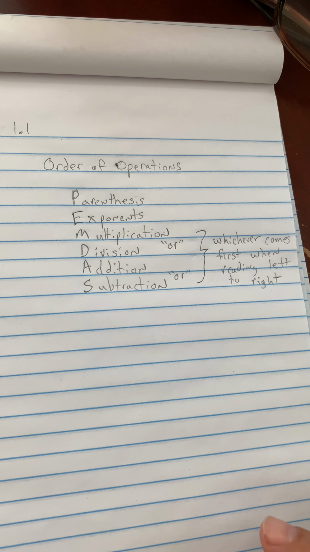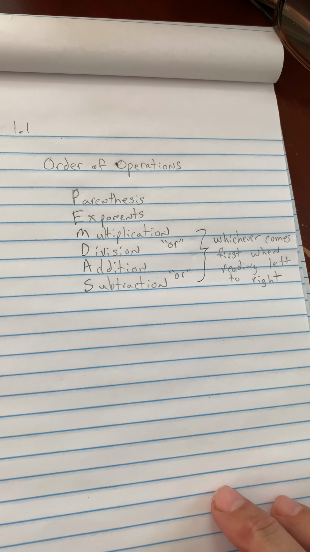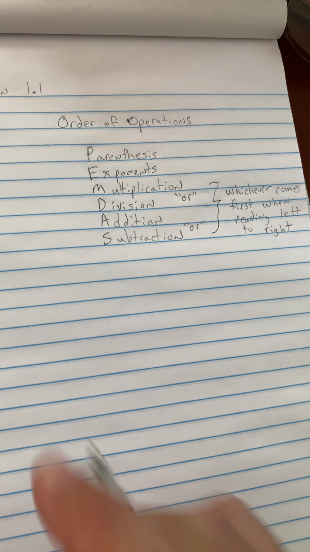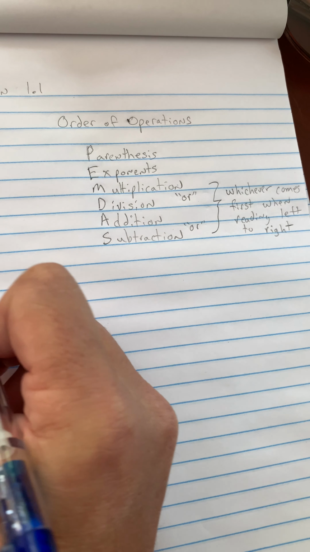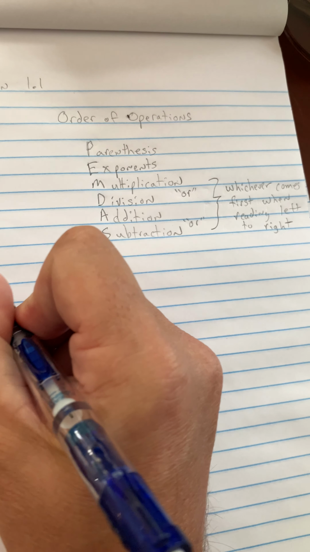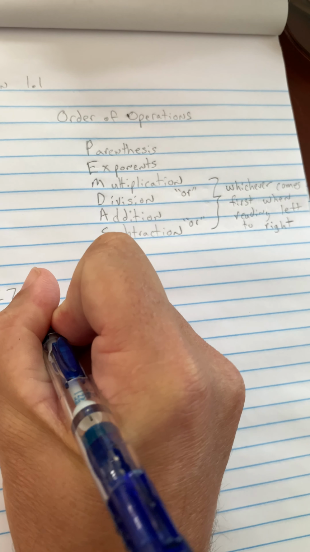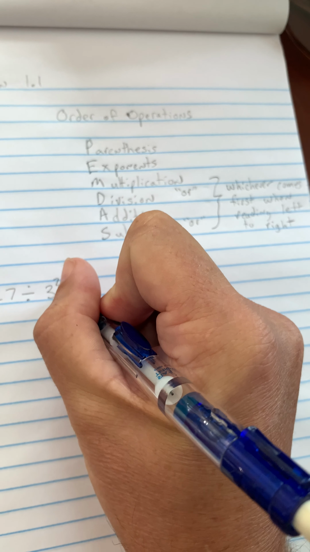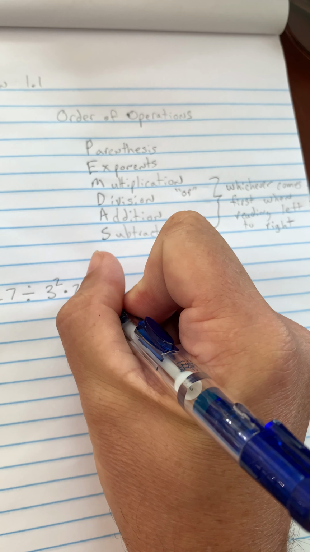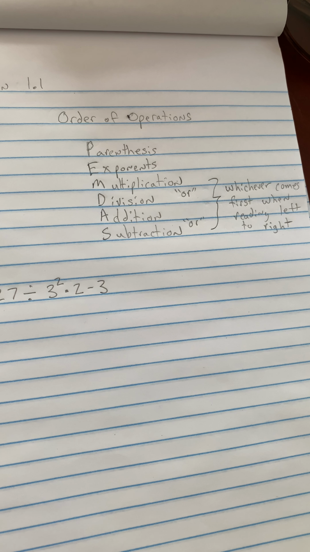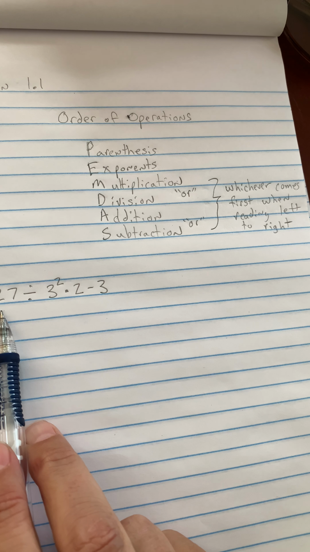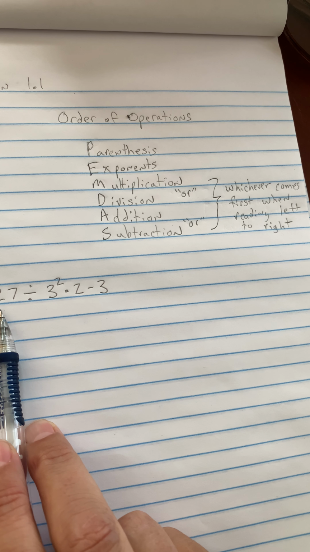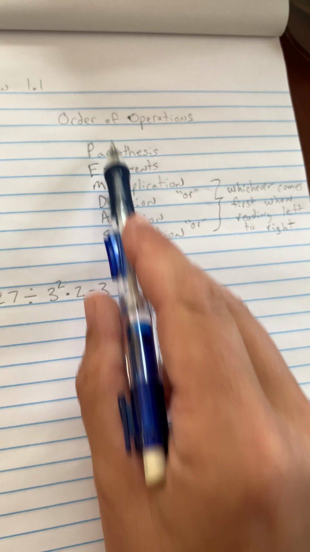The best way to review this is to start by looking at some examples. I will always give you EX, letting you know that this is an example of the work to come. I have 27 divided by 3 to the second power, or 3 squared, multiplied by 2, and then we are going to subtract 3. Whenever we are presented with a problem like this, we simply start at the left and work left to right, following my order of operations.